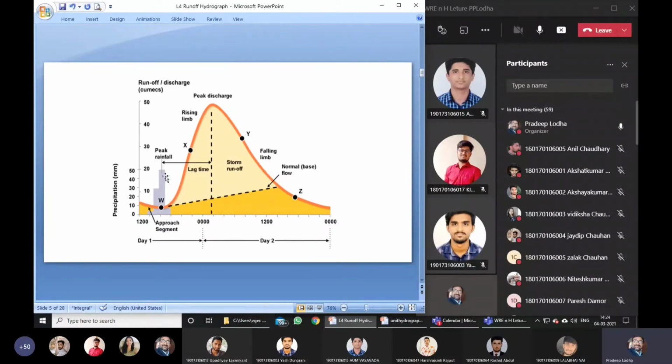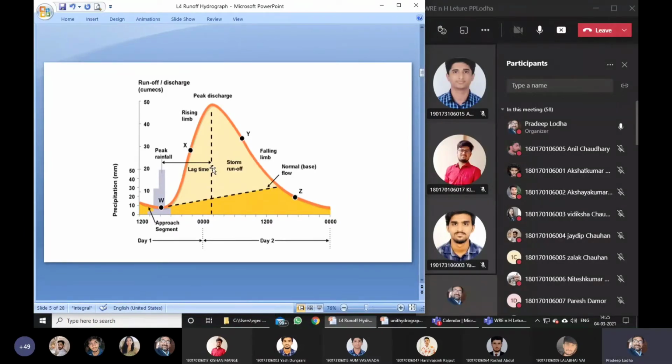There are two or three terms written here. That is lag time. Lag time means the time surface runoff takes to peak out of the given rainfall event. Again, the rainfall event is here and it peaked at this point of time. So this time lapse between here and here is called lag time.